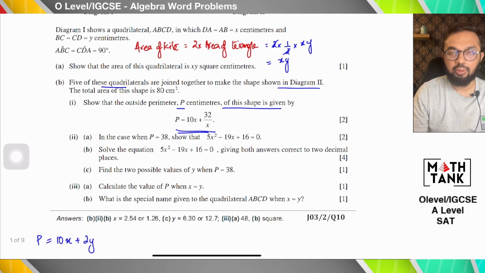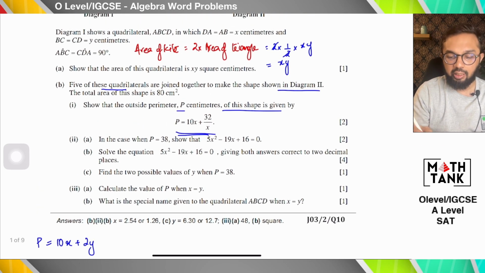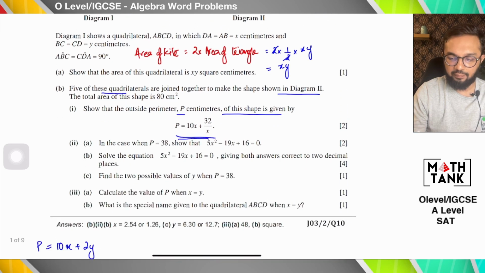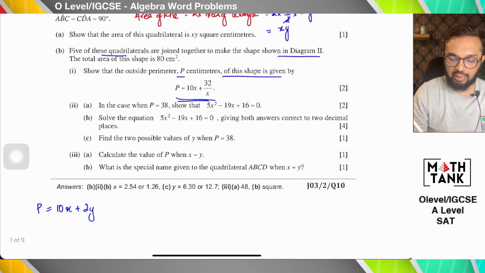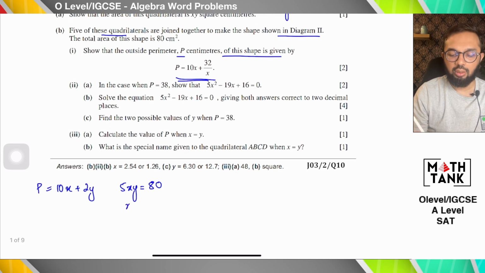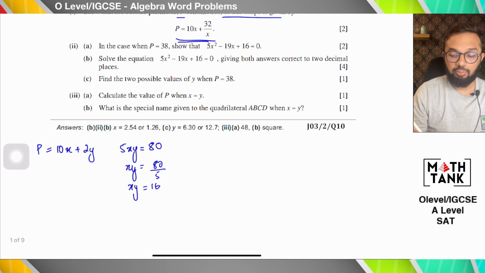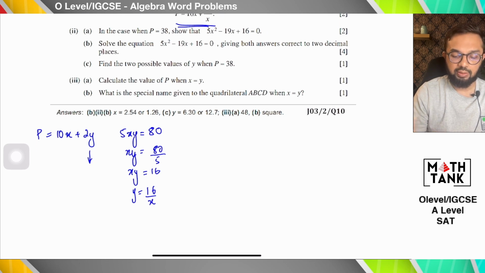So what do I do? I try to make a connection between x and y. I have this piece of information. So what am I going to do? I'm going to say that there were 1, 2, 3, 4, 5 shapes. So another equation that I have is 5xy equals 80. If I divide 80 by 5 on the other side, I get xy equals 16. Now, can I replace y with 16 over x?